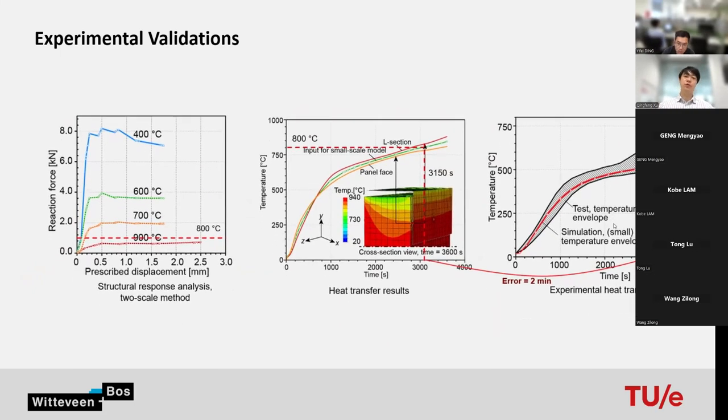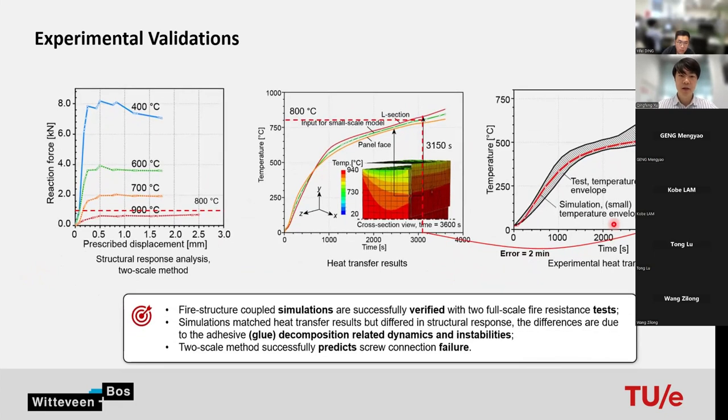To sum it up, in the last part of my PhD, I successfully verified the numerical simulation with two full-scale fire-resistance tests. I found that the glue layer decomposition related dynamics and instability at the beginning of a fire actually matter a lot for the deformation prediction. And I have also used the two-scale method to successfully predict the screw connection failure.